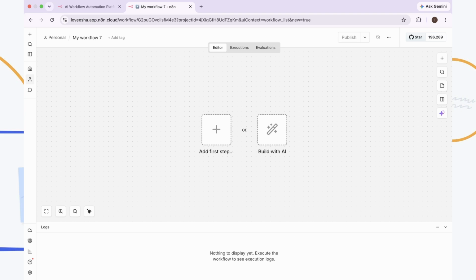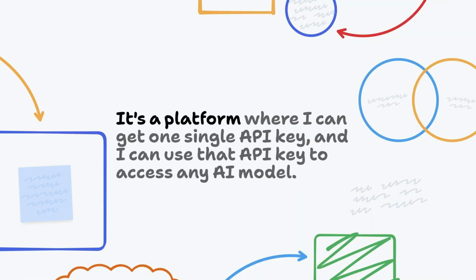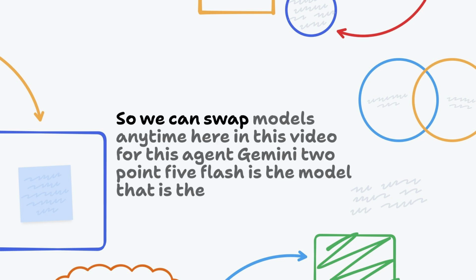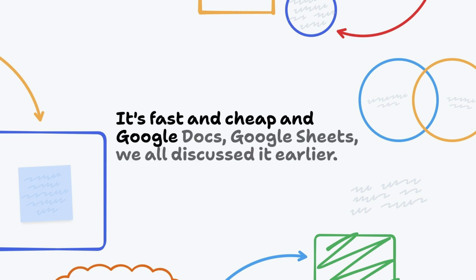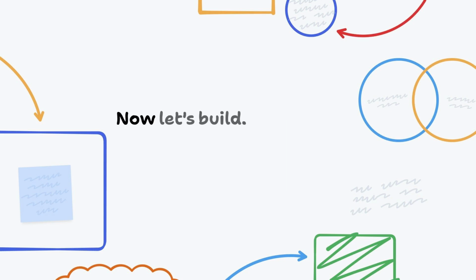OpenRouter, it's a platform where I can get one single API key and I can use that API key to access any AI model. So we can swap models anytime. Here in this video, for this agent, Gemini 2.5 Flash is the model that is the brain behind the research and the content writing agent. It's fast and cheap. And Google Docs, Google Sheets, we all discussed it earlier. That's the full stack. Now let's build.